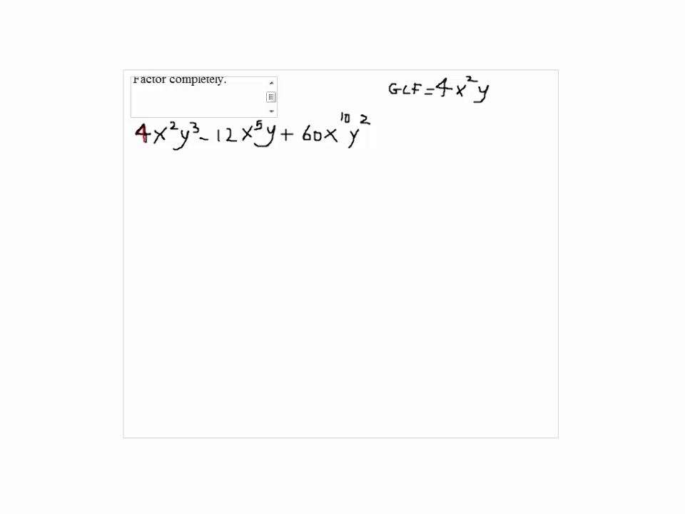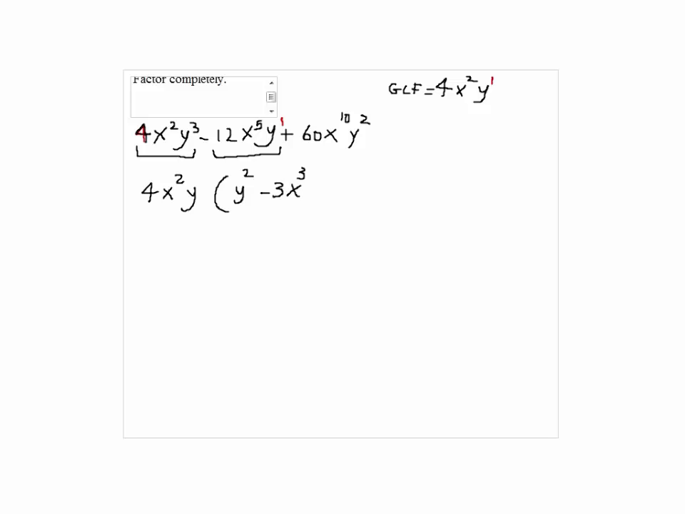The greatest common factor between 4, 12, and 60 is 4. The greatest common factor between x to the power of 2, x to the power of 5, and x to the power of 10 would be x to the power of 2. And among the y's, the greatest common factor would be y, the one with the smallest exponent. Here we have exponents of 1, 2, and 3, so we pick 1. So we factor 4 x to the power of 2 y out.